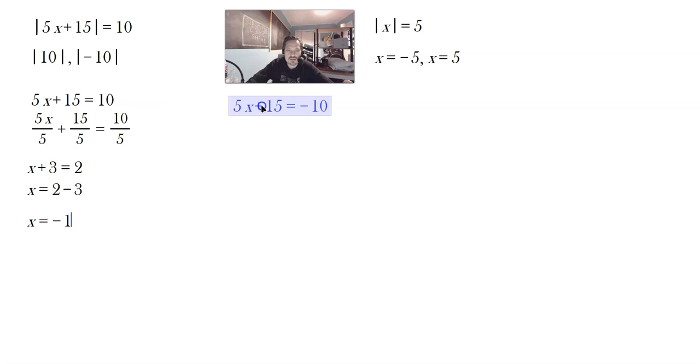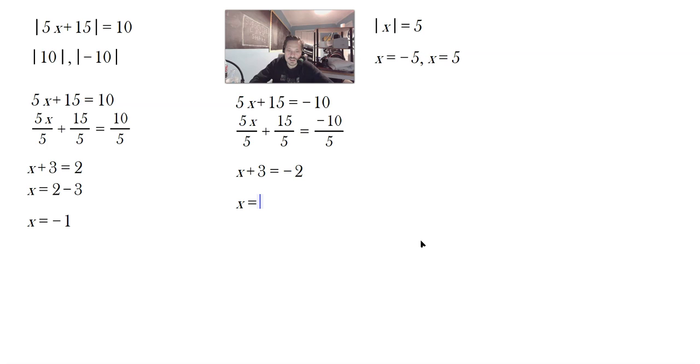Okay, let's look at the second equation now. Again, you can divide both sides by 5. So you're going to have 5x divided by 5 plus 15 divided by 5 equals negative 10 divided by 5. So 5 divided by 5 is again 1x, or just x. 15 divided by 5 is 3 again, and negative 10 divided by 5 is negative 2. Now subtract 3, so x would be negative 2 minus 3. So x would be negative 5.